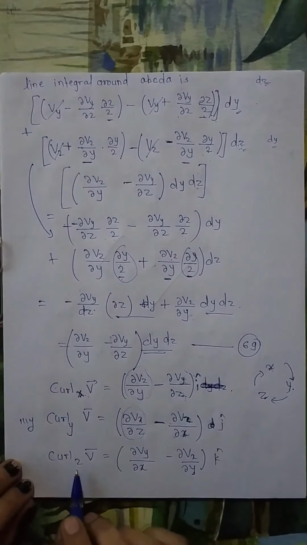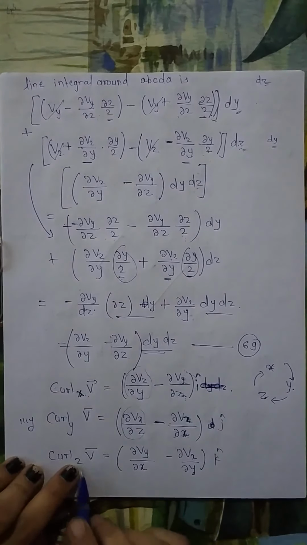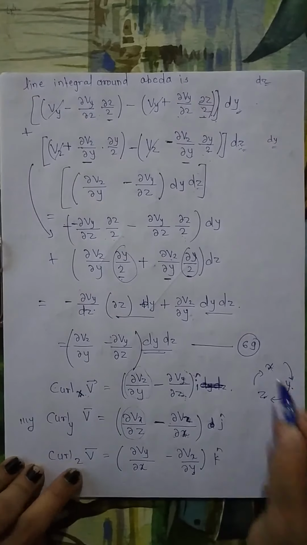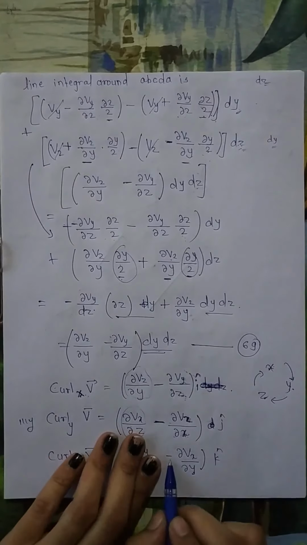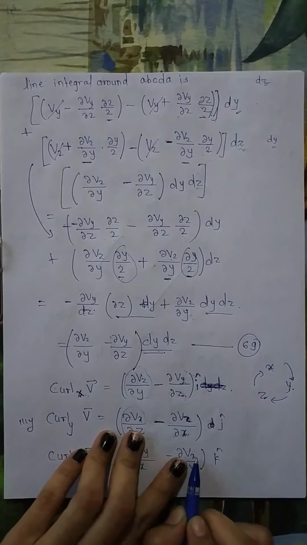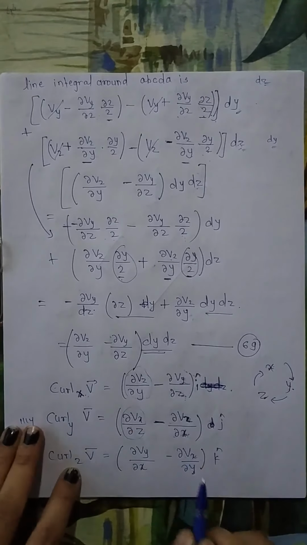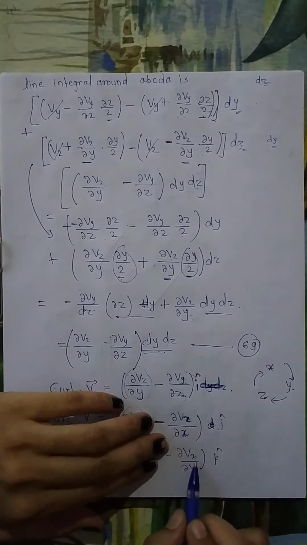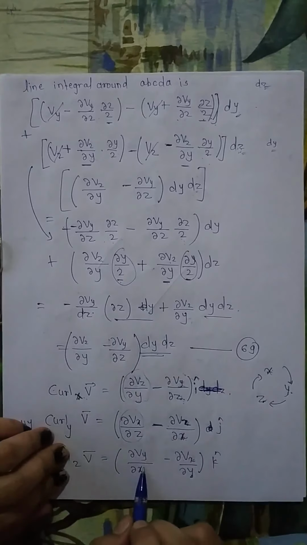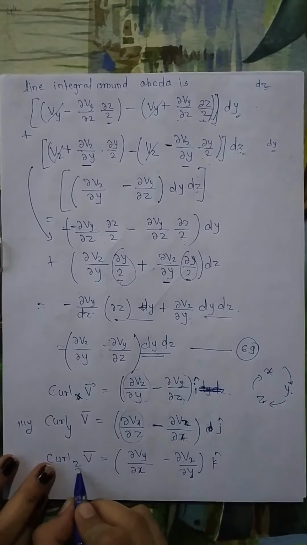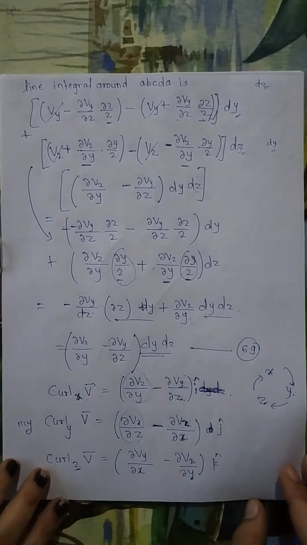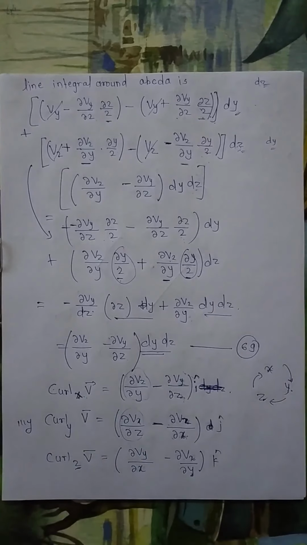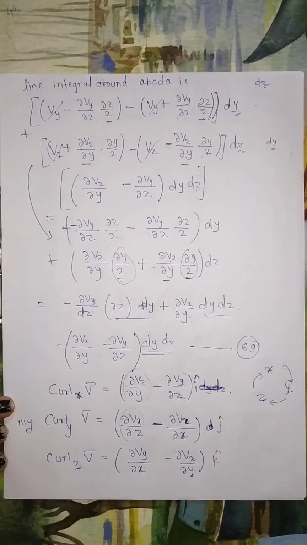And similarly for z, now see after z there comes x, so for the second term write ∂v_x. Now z and x gone, what remains? Y, so write here ∂y. And to write the first term just exchange these two, meaning the first term will be ∂v_y/∂x, and since it is along z it will be multiplied by k cap. So in this way you can find the curl along the various directions.